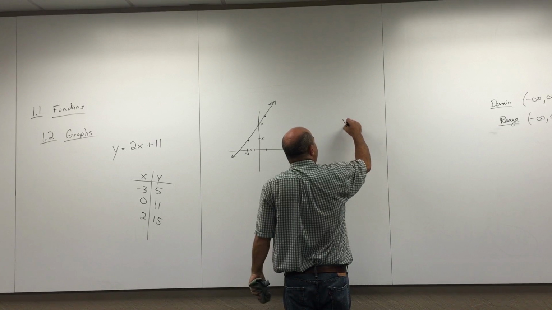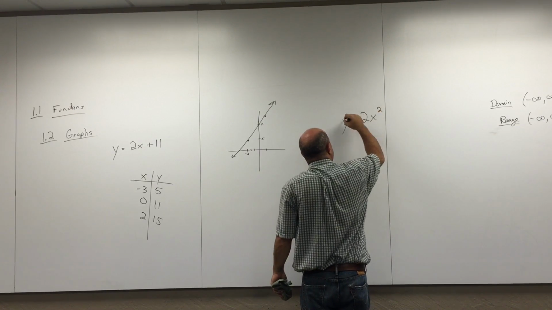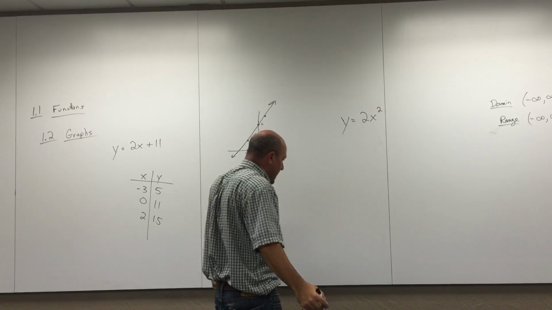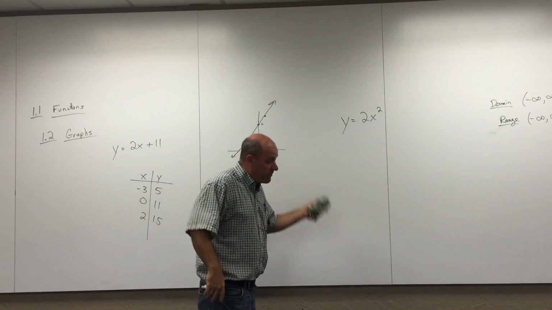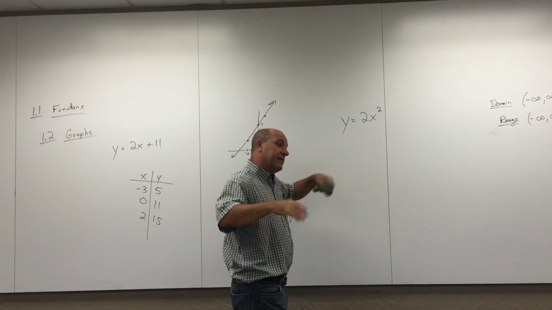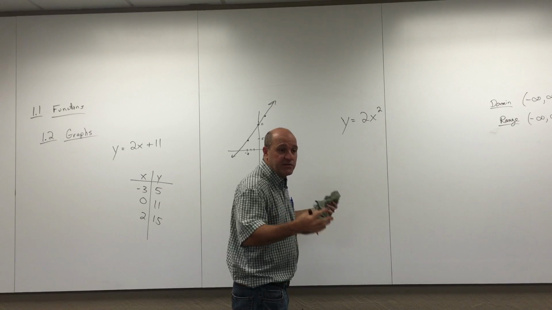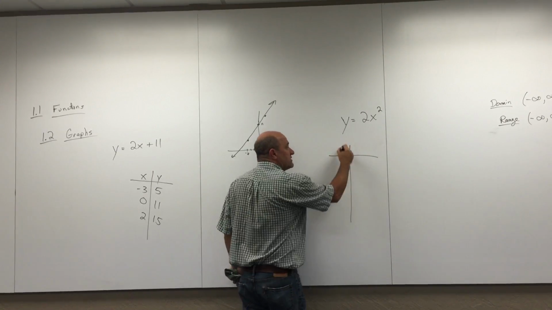Try this: y equals 2x squared. Can I graph this? Again, you're not really supposed to know anything about this graph, although some of you might know some stuff about algebra. I know exactly what this is, but I'm going to act like I don't, and if I don't know anything about this graph, I start from scratch and build a little chart and plot some points.